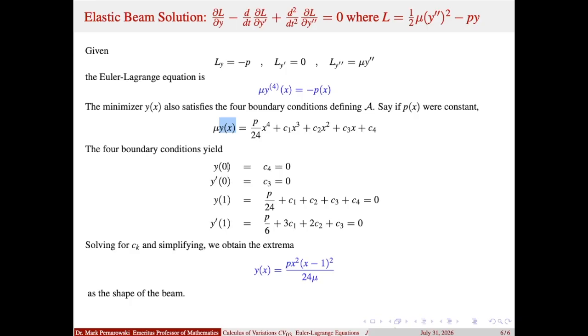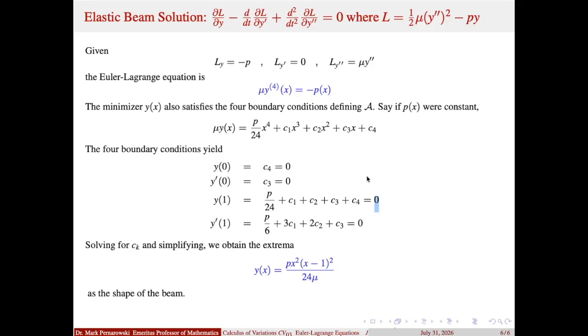In particular, y of 0. If I look at that, that says C4 is 0. If I do the derivative of this in x and then say x equals 0, I get C3 is 0. So in other words, derivative of C4 in x would be 0. Derivative of this term in x would be just C3. Derivative of any one of these other ones at x equals 0 will vanish. So y prime of 0 is 0. You do the same, y of 1. If I put x equal to 1 in here, the length, 1, 1, 1, 1, 1, I get p over 24 plus all of these constants equal to 0. And I do the same kind of thing with the first derivative at 1, and I get this.